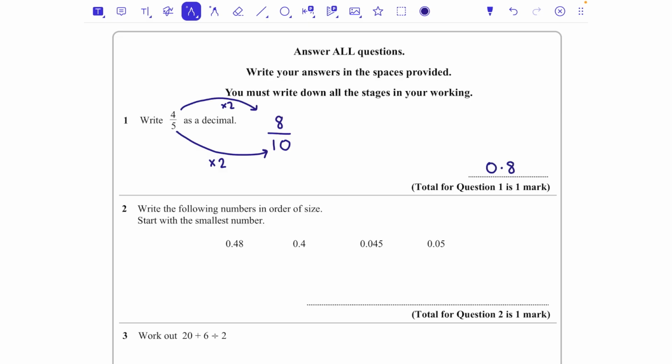So if it's out of 10, it's much easier. Or you can make it out of 100 if you find it easier. That would be 80 out of 100. And 80 divided by 100 is 0.8. So same answer that way as well. 8/10, 0.8.